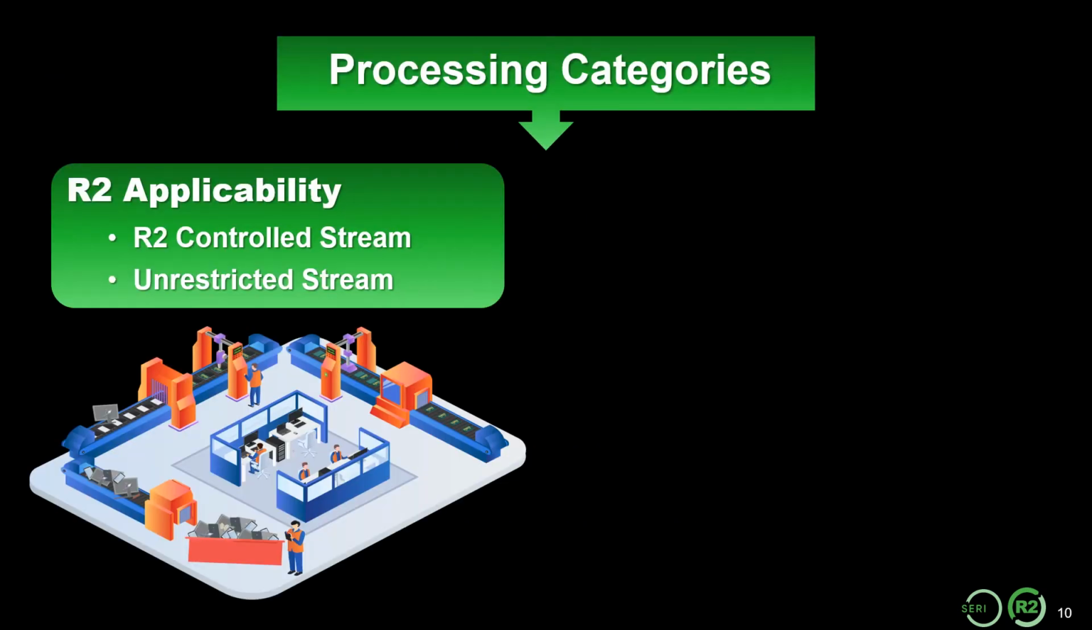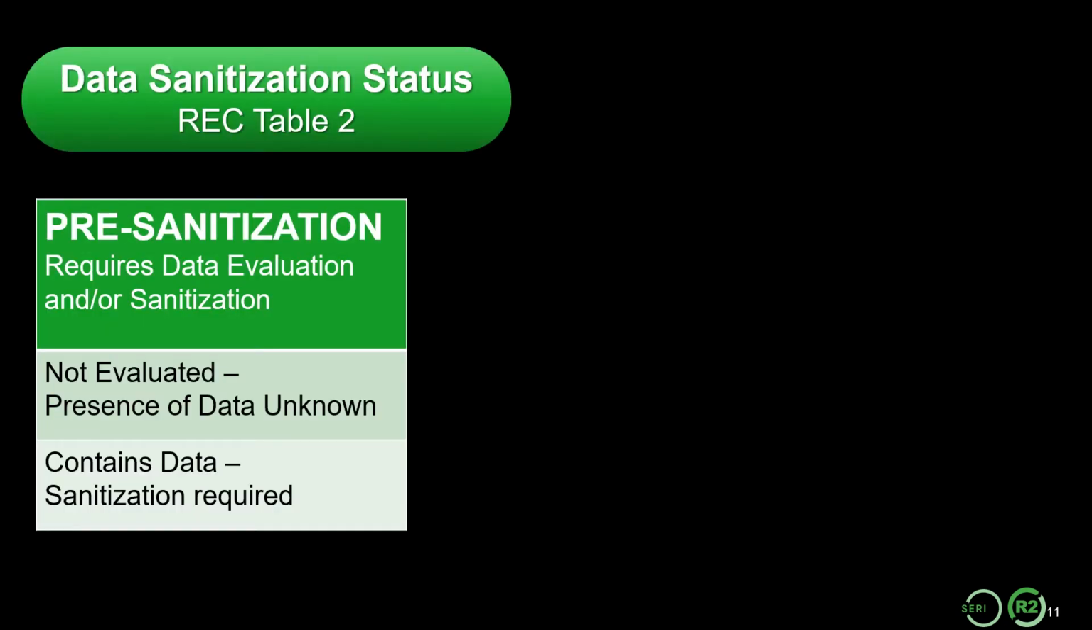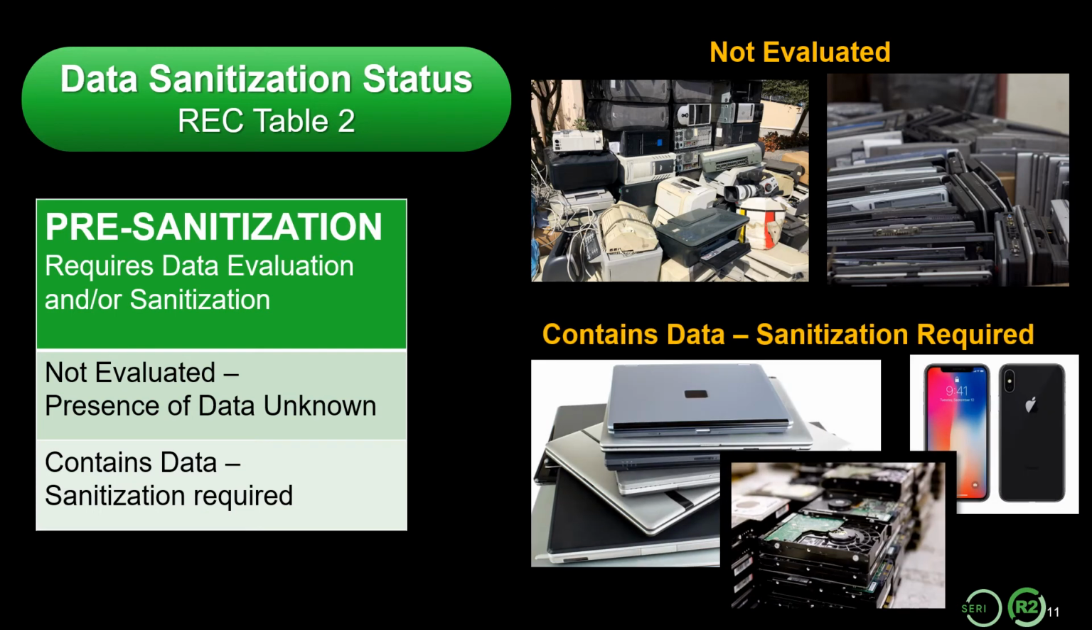So that was R2 applicability. The other processing category that must be determined is data sanitization status. Table 2 of the rec provides types of equipment and the associated data sanitization status categories. As a reminder, the first and default category for equipment is always pre-sanitization. This includes any data devices that have not yet been evaluated for data sanitization status, as well as items that have been evaluated and are determined to require data sanitization. All pre-sanitization devices must be adequately secured and directed to an applicable R2 data sanitization process.